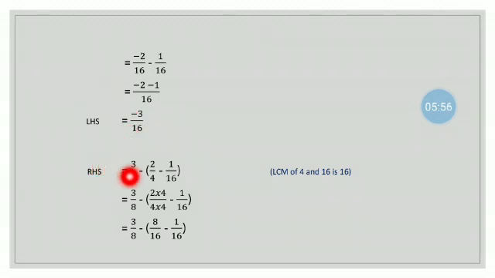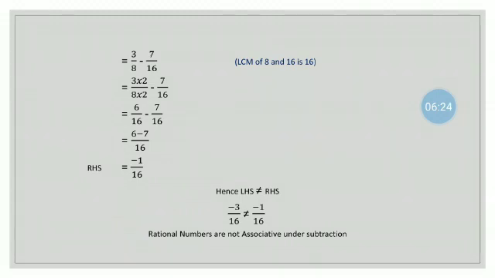RHS equals 3 upon 8 minus bracket 2 upon 4 minus 1 upon 16. Now the LCM of 4 and 16 is 16, so I need to multiply 2 upon 4 by 4. So 3 upon 8 minus bracket 2 upon 4 multiplied by 4 minus 1 upon 16. So 3 upon 8 minus bracket 4 into 2 is 8, 4 into 4 is 16. So 8 upon 16 minus 1 upon 16. So 3 upon 8 minus 7 upon 16.